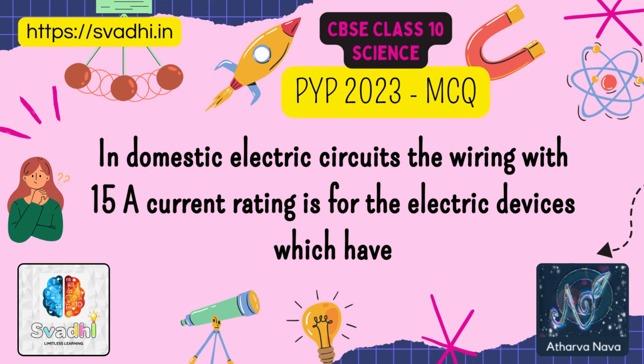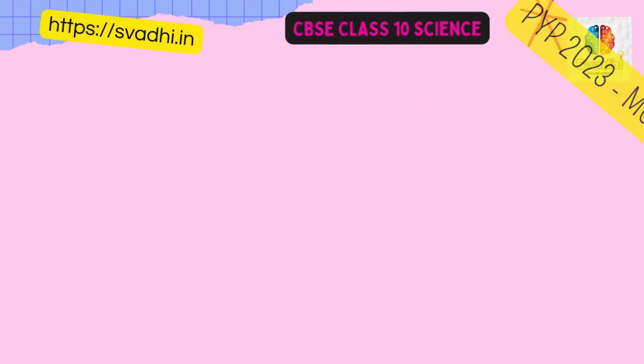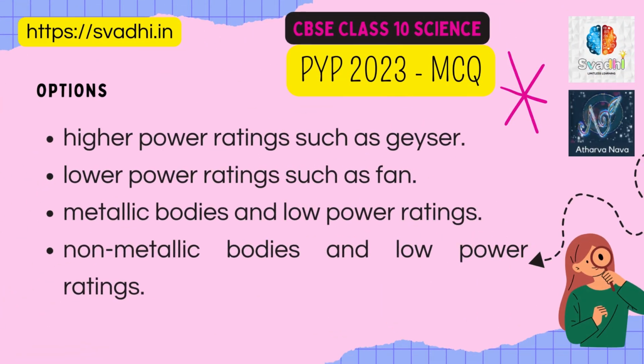In domestic electric circuits, the wiring with 15A current rating is for the electric devices which have A. Higher power ratings such as geyser. B. Lower power ratings such as fan. C. Metallic bodies and low power ratings. D. Non-metallic bodies and low power ratings.